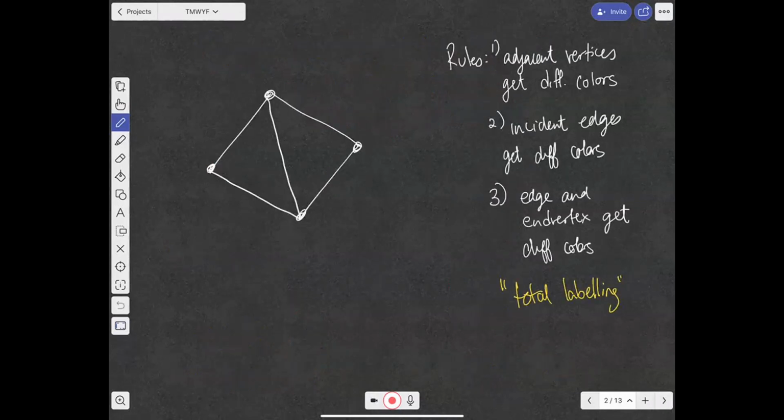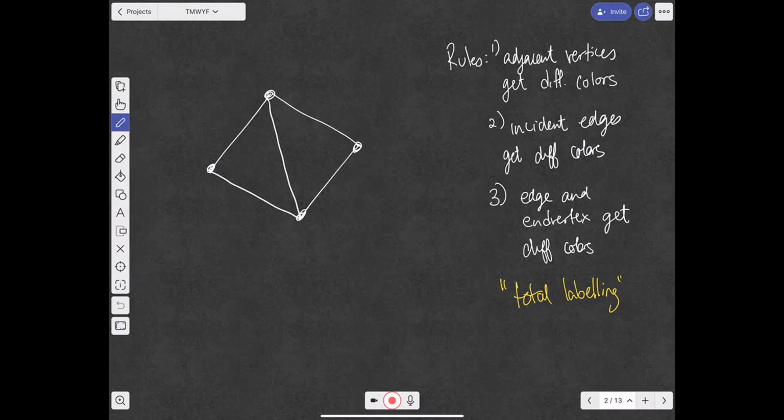But let's make it more complicated. Now we have the same graph G, and we're going to do what's called a total labeling on it. The rules here are a little different. We're going to label both the vertices and the edges, and both of those have to be labeled like normal. So if edges meet, they can't share the same label, and if vertices are adjacent, they can't get the same label either. But also, an edge and the two vertices that it's touching have to be different colors as well. So let's take a look and see what we can do here.